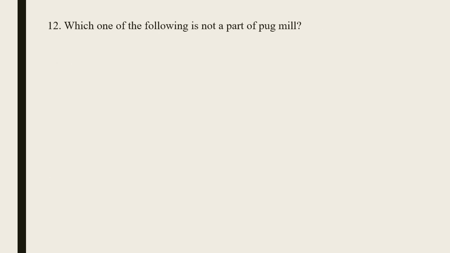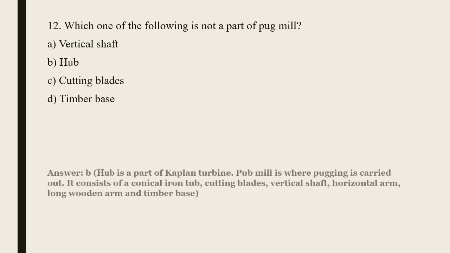Which one of the following is not part of a pug mill? A. Vertical shaft, B. Hub, C. Cutting blades, D. Timber base. Answer is option B. Hub is a part of a Kaplan turbine. Pug mill is where pugging is carried out. It consists of a conical iron tube, cutting blades, vertical shaft, horizontal arm, long wooden arm, and timber base.